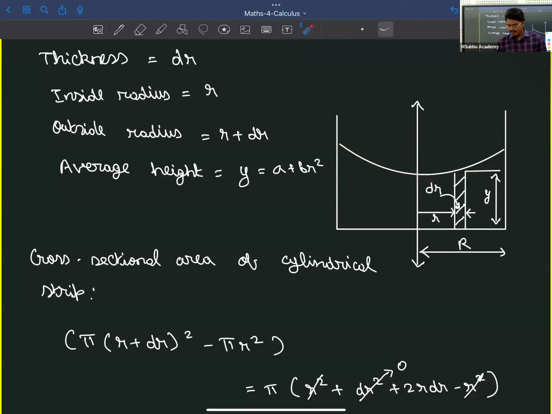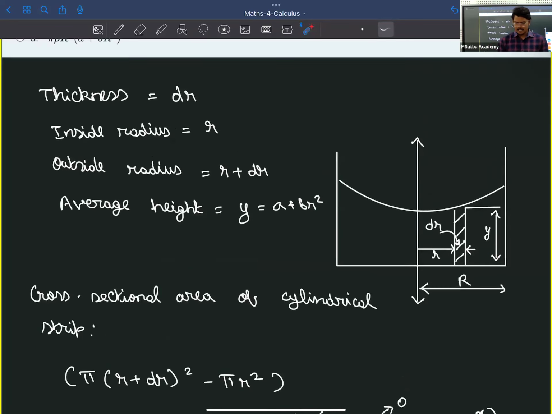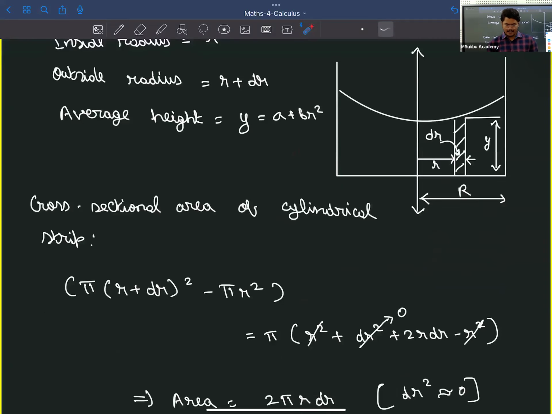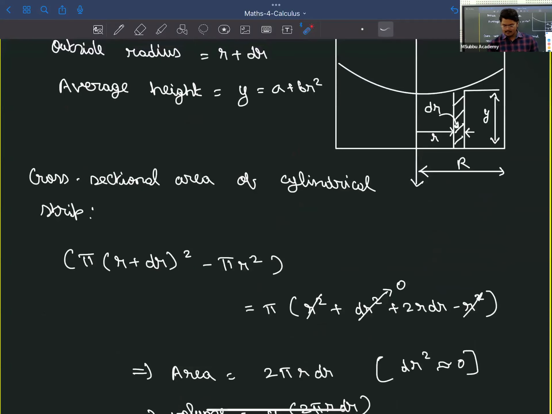So we are considering a strip of thickness dr, where the inner radius is small r and the outer radius is r plus dr, and the height is y. The average height is a plus b r square. Now we want to find the area of the cylindrical strip.